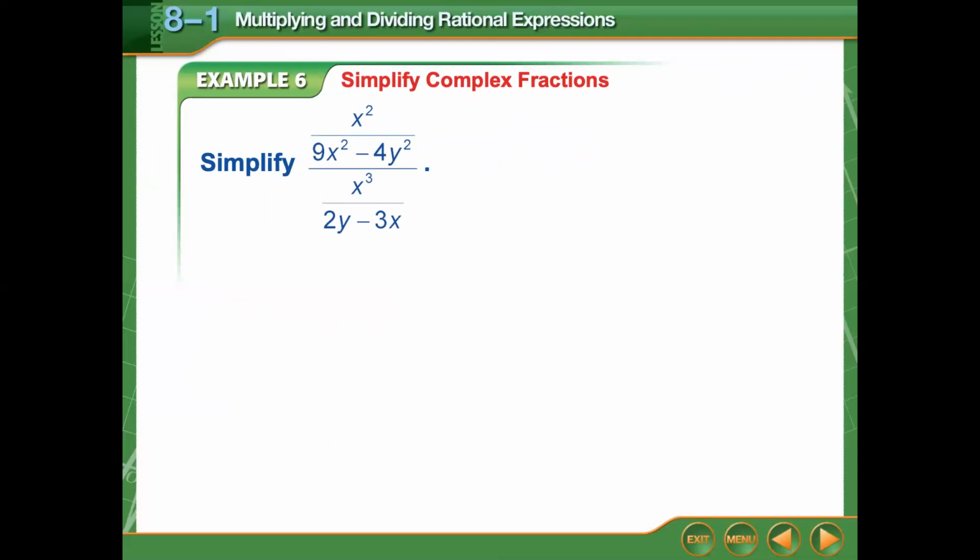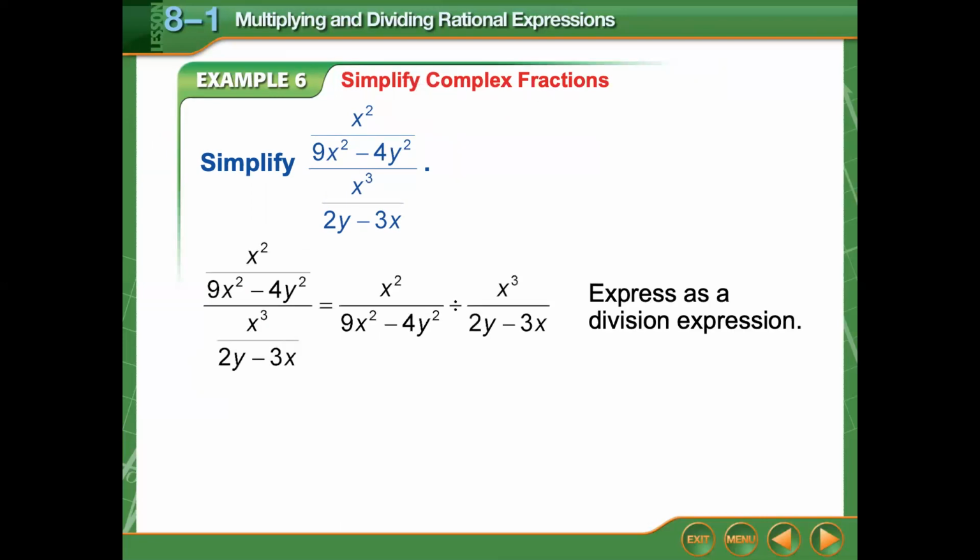All right, example 6. We're going to have complex fractions. A complex fraction is just where we have a fraction in the numerator or the denominator within a fraction. So in this case, we have 3 fractions. We have our fraction that's in the numerator, and we have our fraction that's in the denominator. This is just a fancy way to show that we're dividing. So we've already done an example like this.